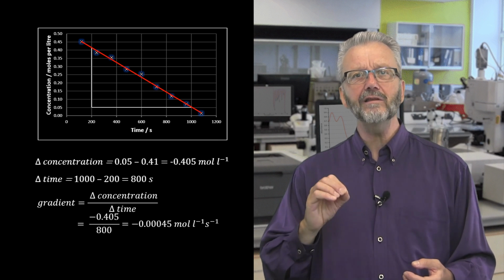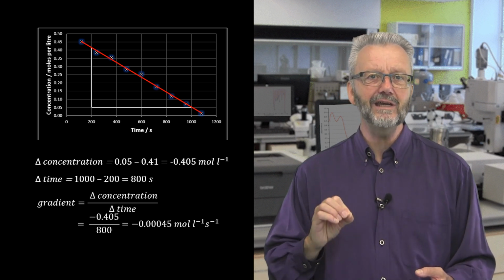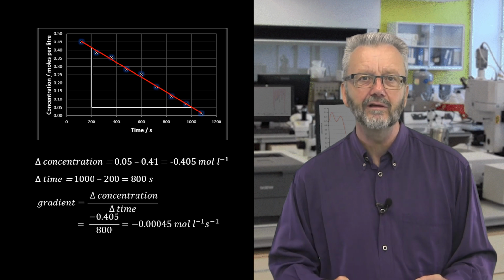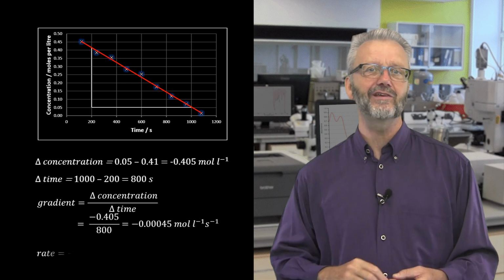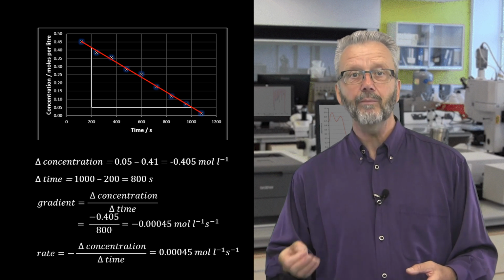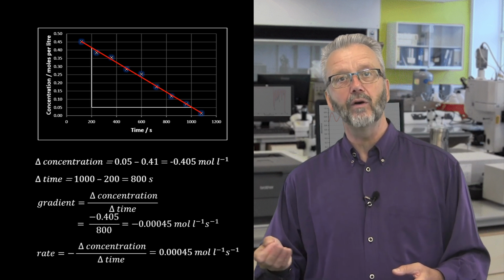Because we are monitoring the progress of the reaction by the decrease in reagent concentration, the rate is the negative of this value. So 0.00045 moles per litre per second. You'll have noticed that in this case, the rate of the reaction doesn't depend upon the concentration of the reagent. The reaction occurs at a constant rate until the reagent is completely consumed. This does happen, but it's fairly unusual.